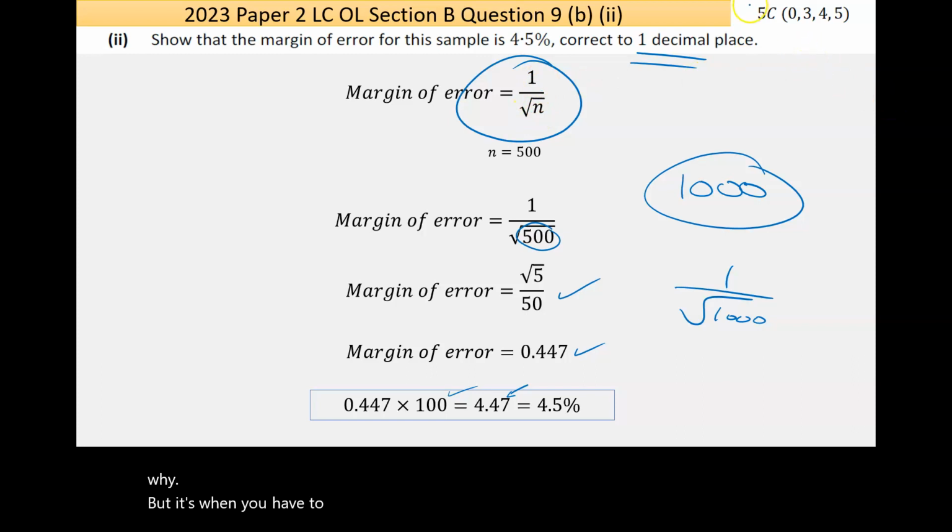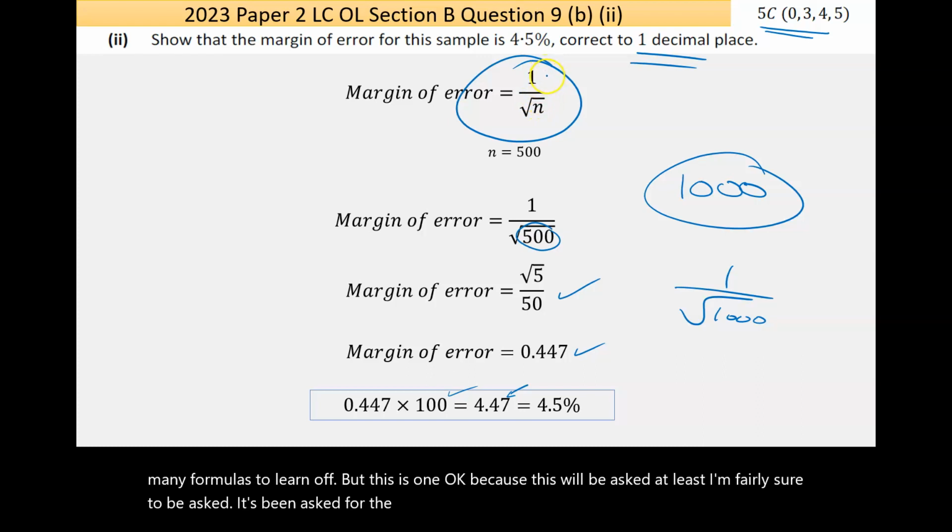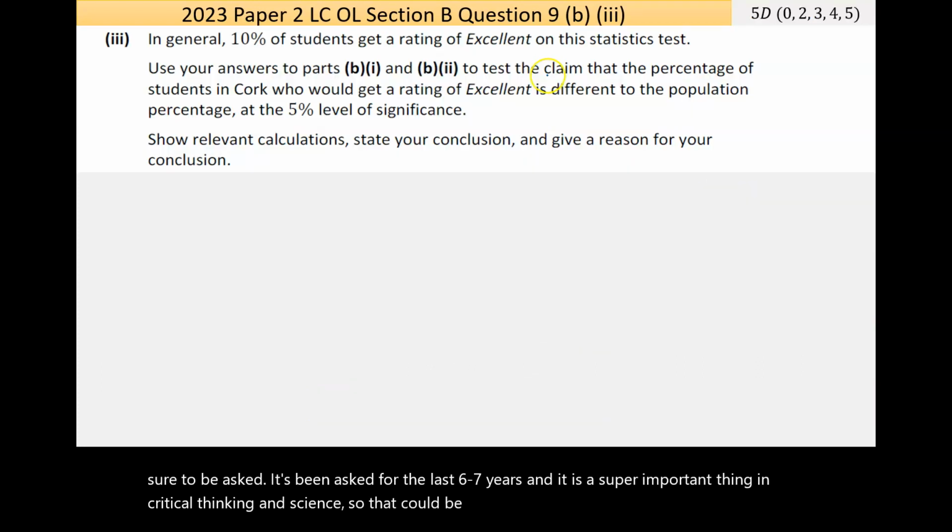It's a 5 marker for a simple formula, and there are not many formulas to learn off, but this is one, okay, because this will be asked. At least I'm fairly sure it'll be asked. It's been asked for the last 6, 7 years. And it is a super important thing in critical thinking and science. So that could be what's leading into it.